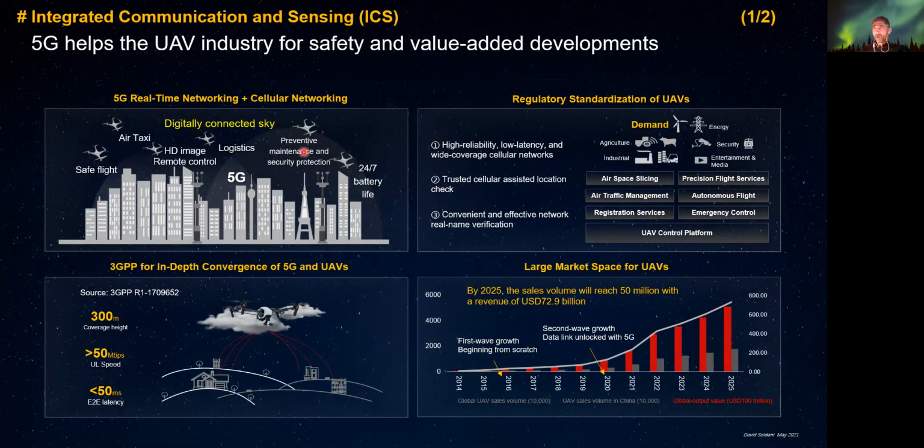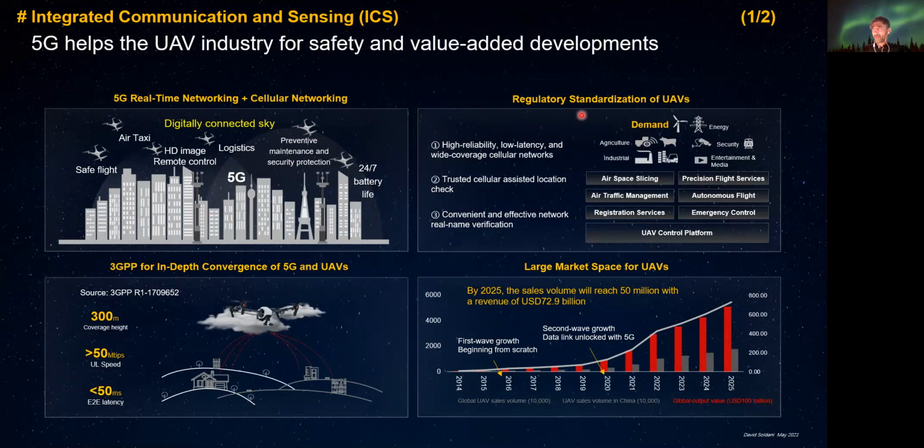So here you have some of those, and the standard requirements are about having capability in place to provide coverage up to around 300 meters, and the speed has to be above 50 megabit per second, with latency definitely below 50 milliseconds. That could be nicely achieved with release 16, and even better with release 17.